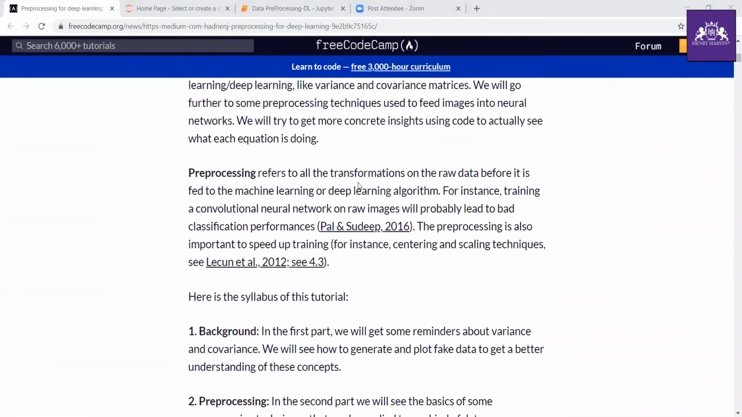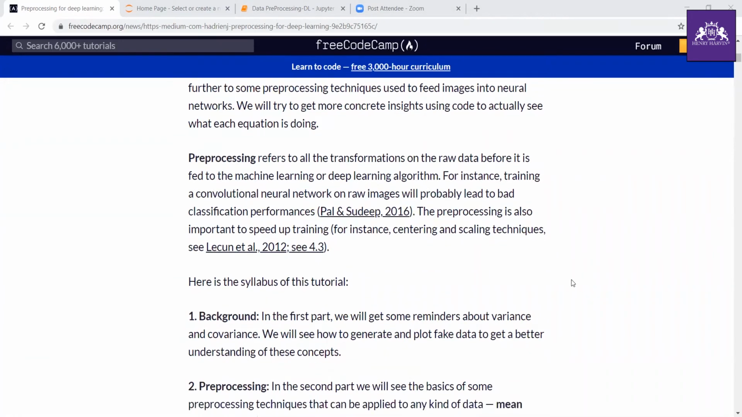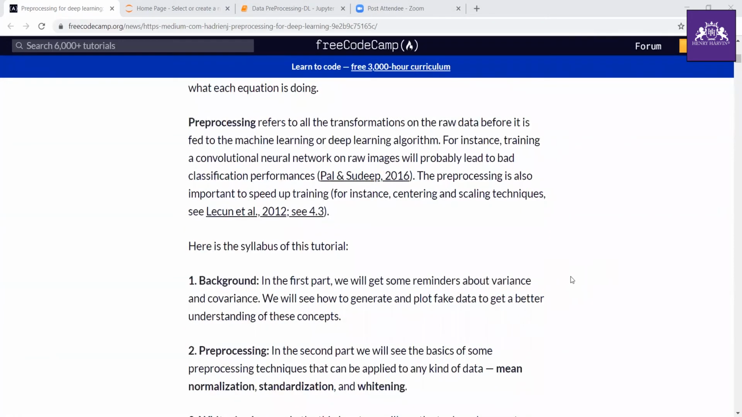Pre-processing refers to all the transformations on the raw data before it is fed to the machine learning or deep learning algorithm, right? So for instance, training a convolutional neural network on raw images will probably lead to bad classification performances. So the pre-processing is also important to speed up training, right? So there are several techniques like centering and scaling techniques, right?